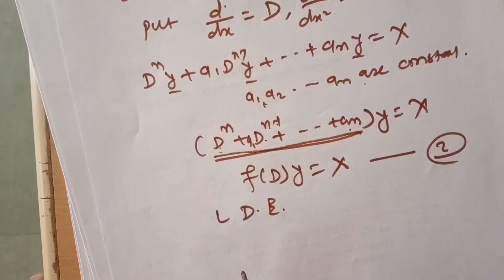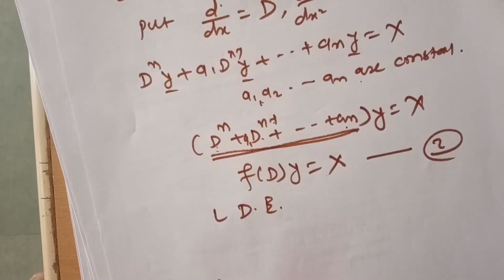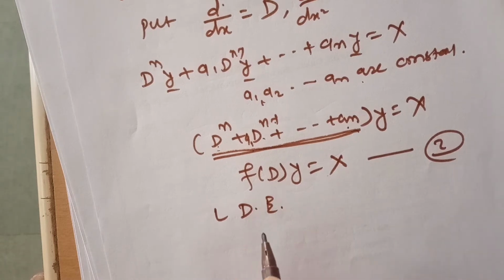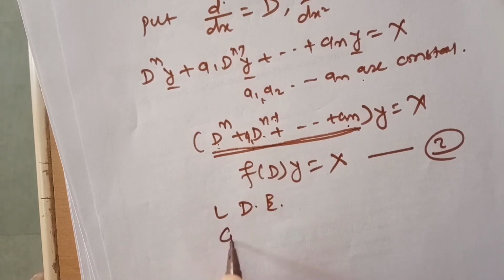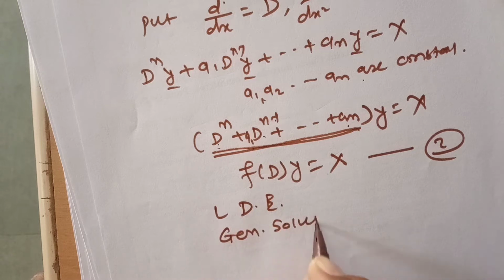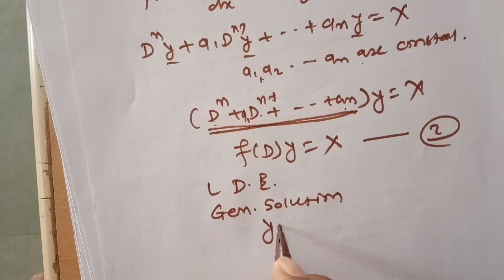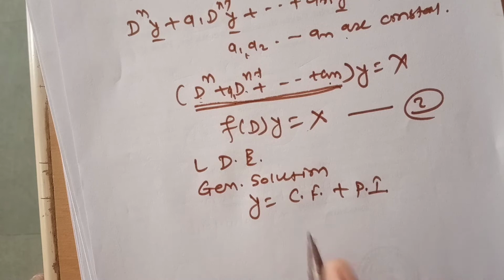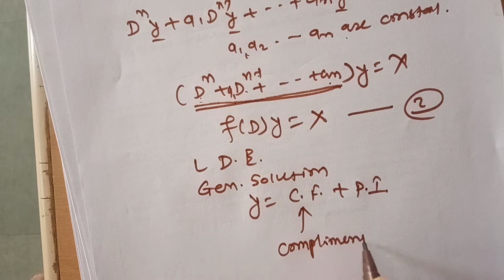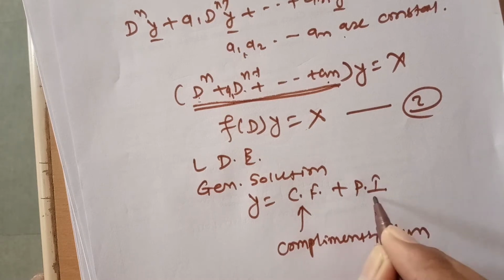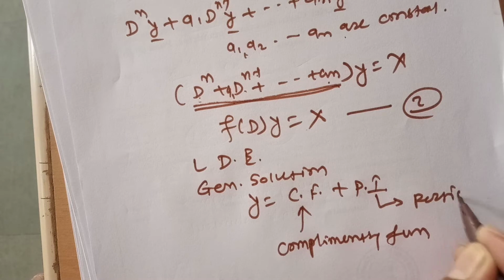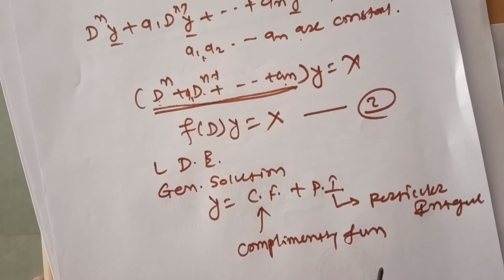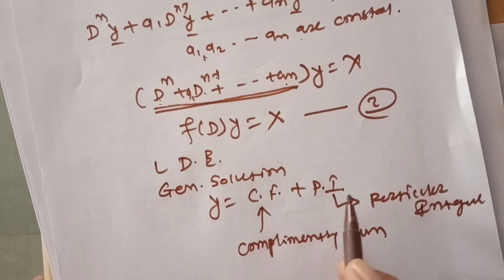Now how to solve? From our last example we know that the general solution is y = CF + PI. CF is called the complementary function, and PI is called the particular integral. This is the complementary function and this is the particular integral.